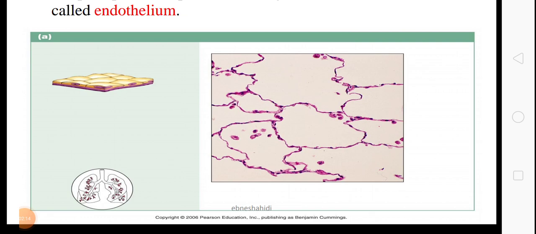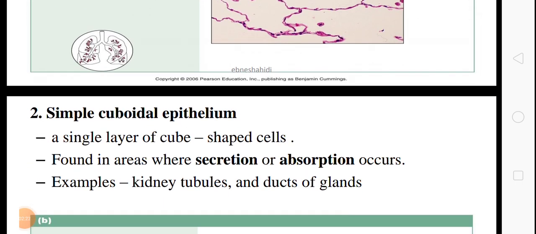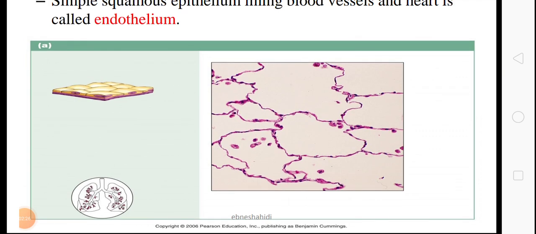Simple squamous epithelium is made up of only a single layer of flat cells. But stratified squamous epithelium is composed of more than one layer of squamous cells.